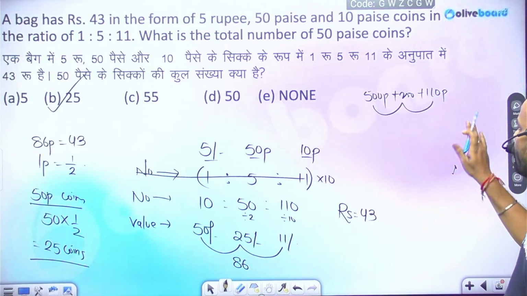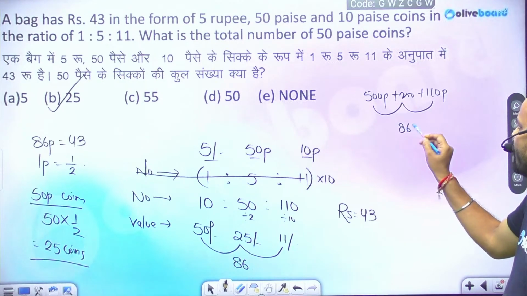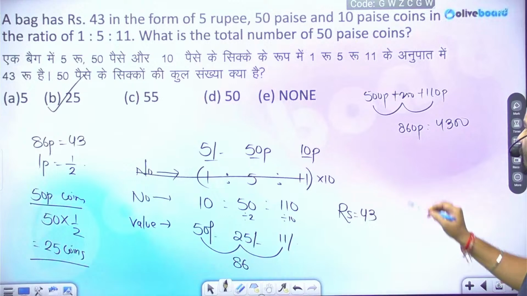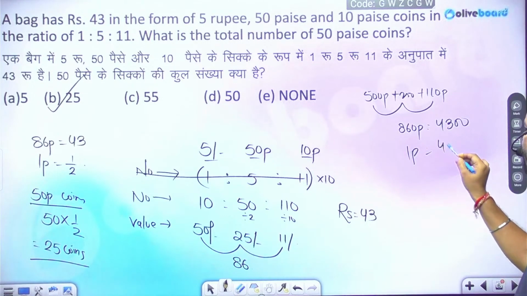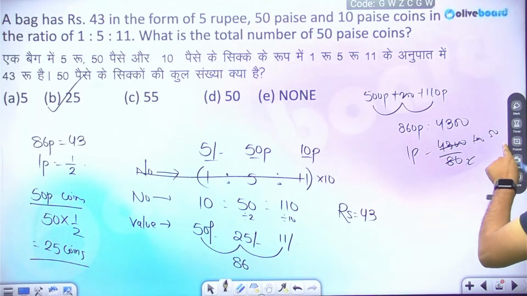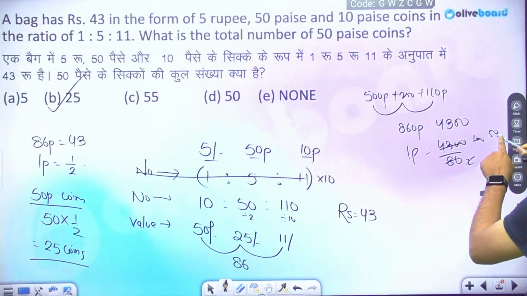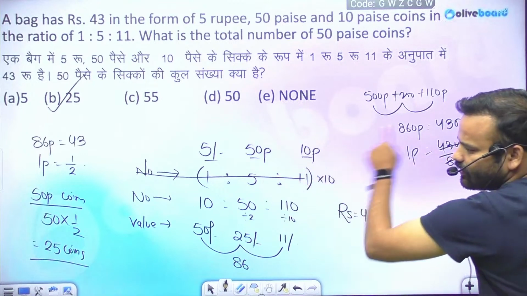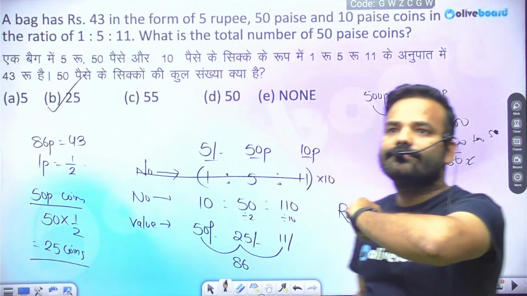Convert, add all these values. This is 860. And this 860 will be representing what? 4300. So 1 point will be what? 4300 upon 86. This is 100 times and this is 2 times and this is 50. 1 point is 50. If 1 point is 50, then this number of coins, 1 point is 5. If 1 point is 5, then 5 point will be what? 5 into 5, that is 25.